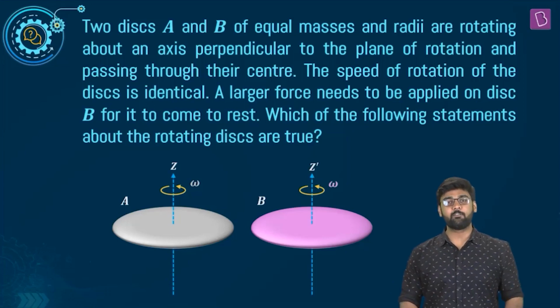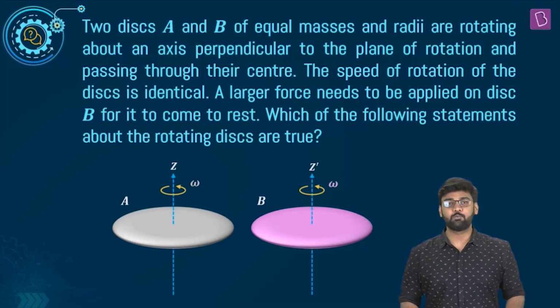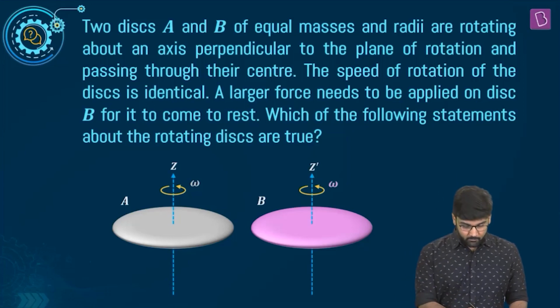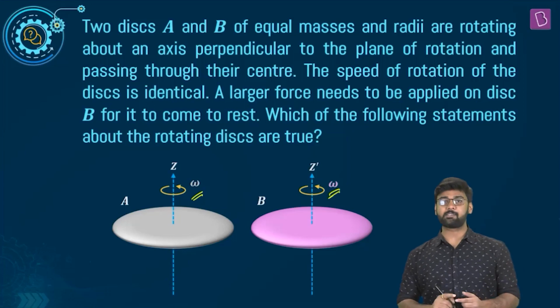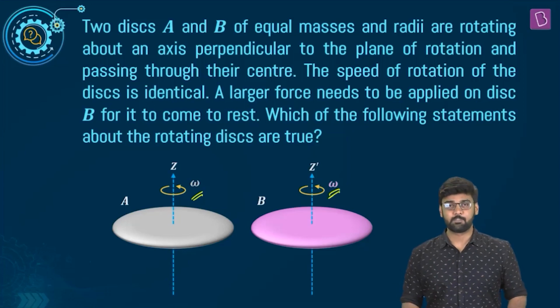And it is also given here that the angular velocity of these two disks is also equal. So both of them are rotating with the same omega. So their mass is same, their radius is same, their angular velocity is also same.